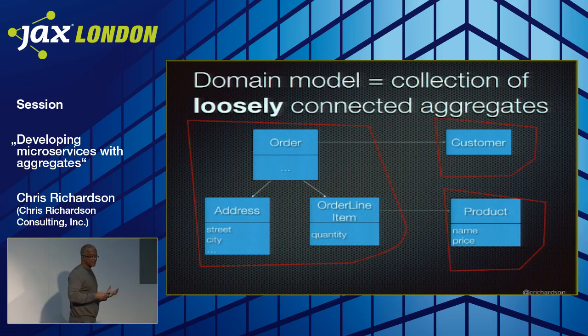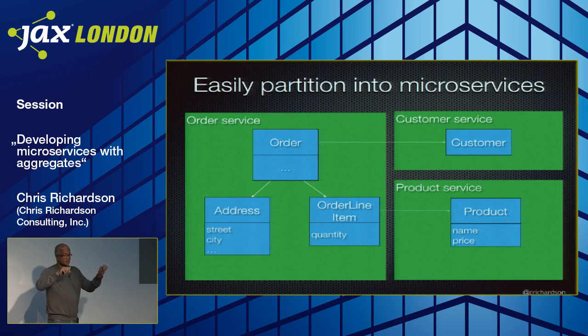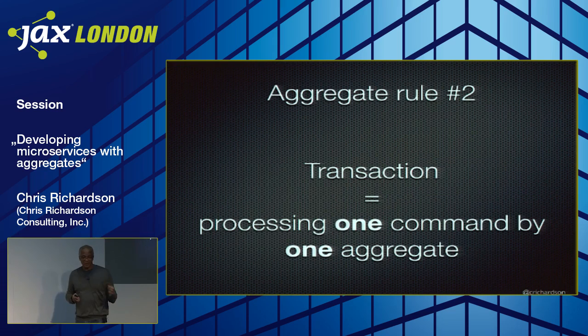And that's really good, because when you want to break up your domain model and put your order in your order service, your customer in your customer service, and the product in the product service, the references between those aggregates are really just primary keys and not object references, which solves this problem, because object references between services don't have any meaning. So that works really, really well.